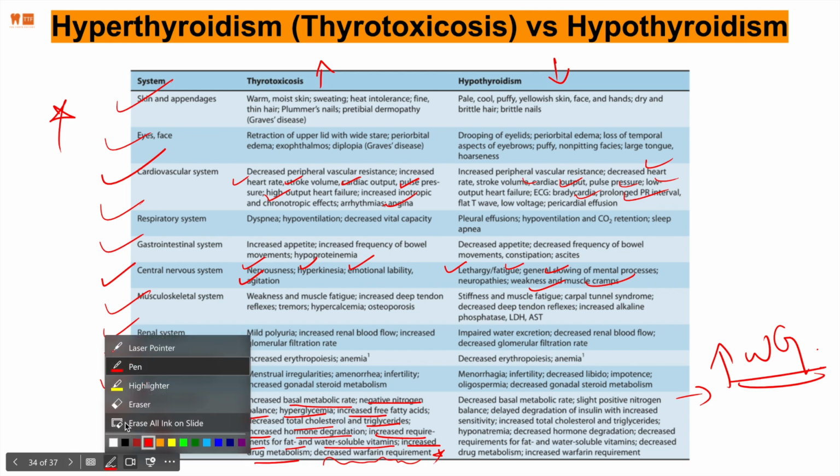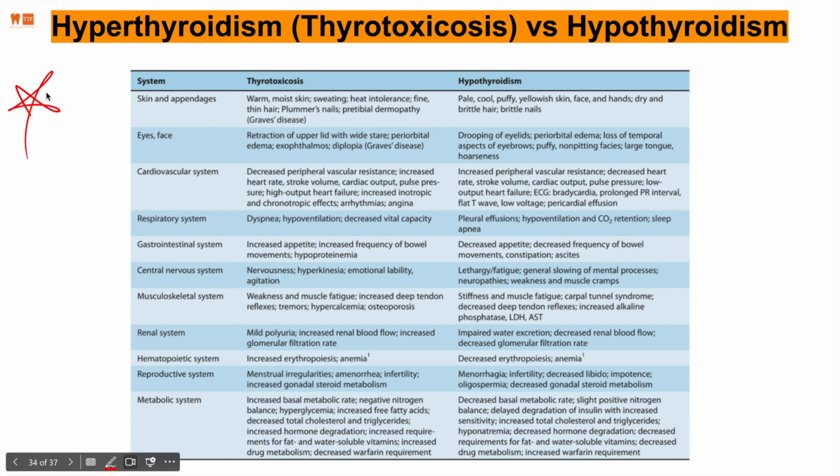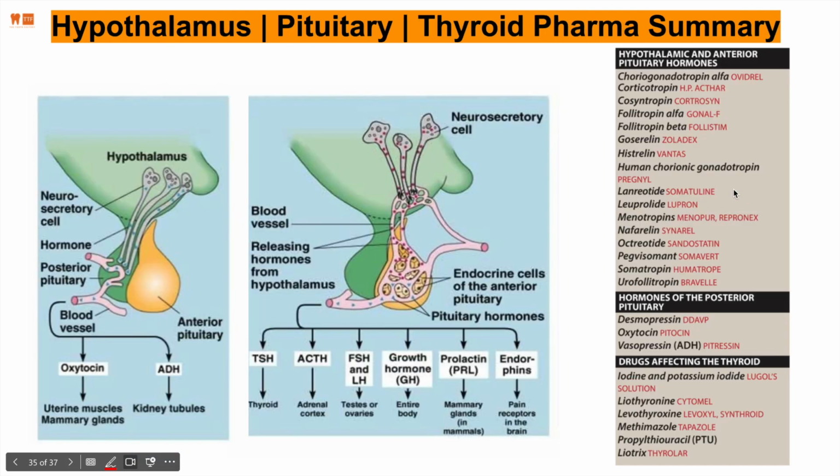So I'll erase everything off of here. So this is a very, very important summary for hyperthyroidism and hypothyroidism. Remember, everything is high for hyper and low for hypo. Okay, guys? And of course, this is the last summary that we usually give out as a slide. This is a hypothalamus with anterior pituitary. And of course, there's posterior pituitary as well in the green here.